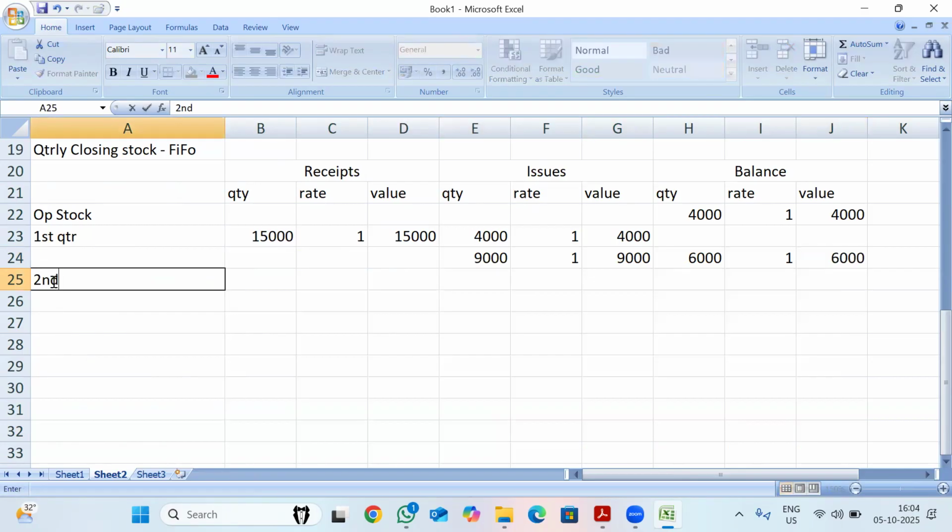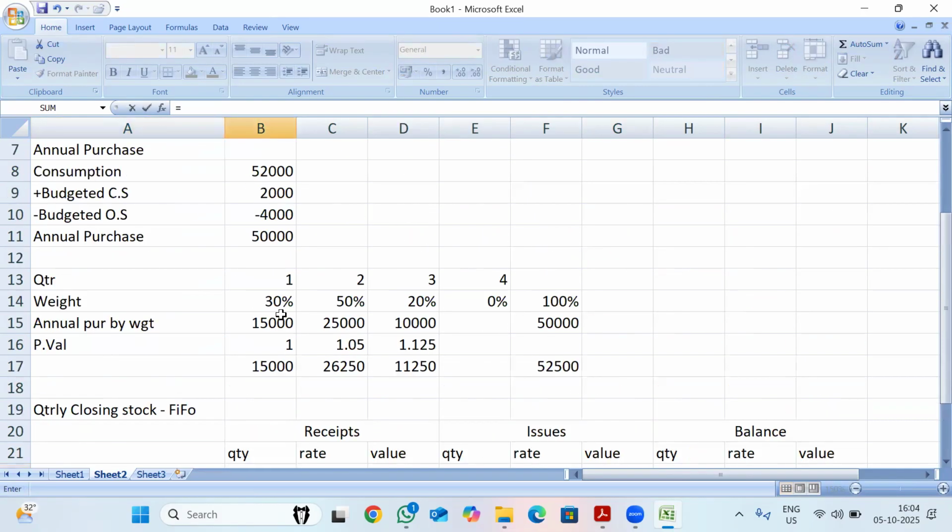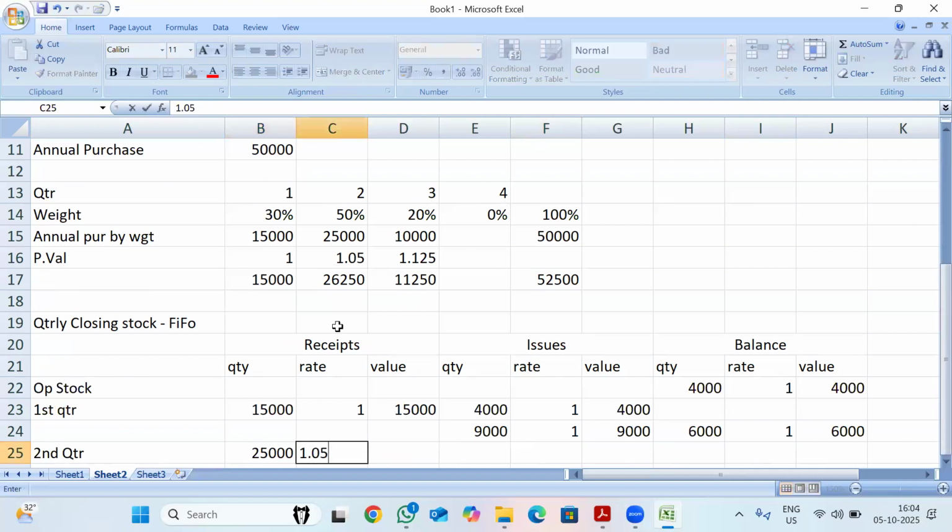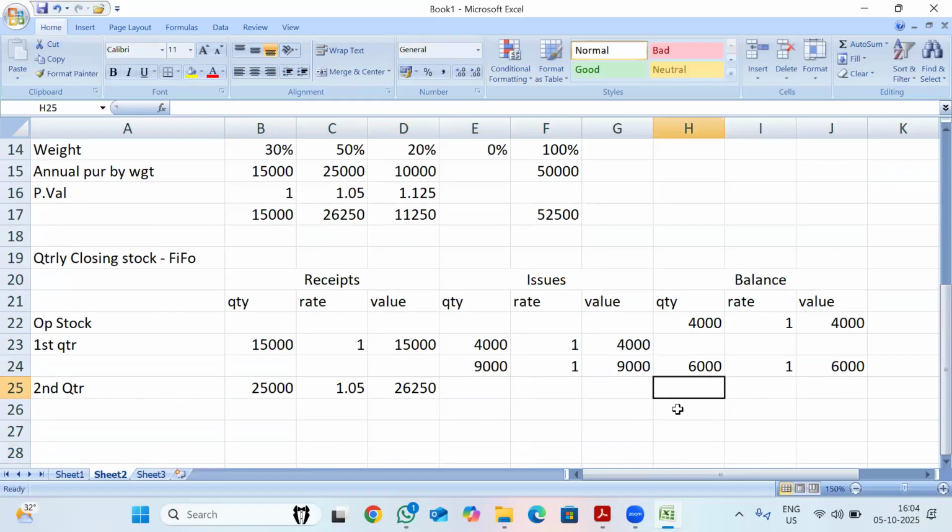So during second quarter, what is my purchase? My purchase is 25,000 units at 1.05, that is 26,250. Now my value is here. I'm just entering my closing stock value. So 6,000 I am having as one lot and 25,000 I am having as another lot. So 26,250. Now how much am I going to issue here?